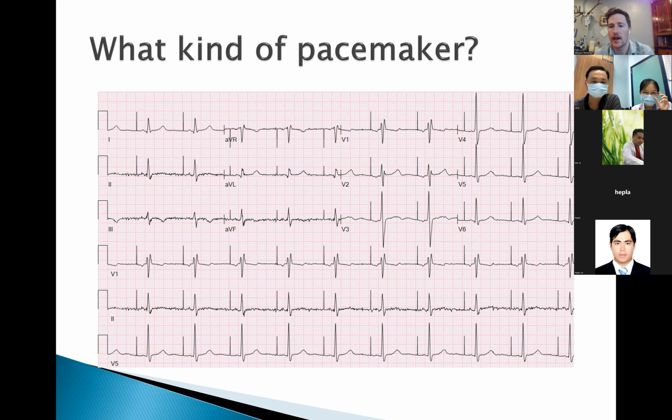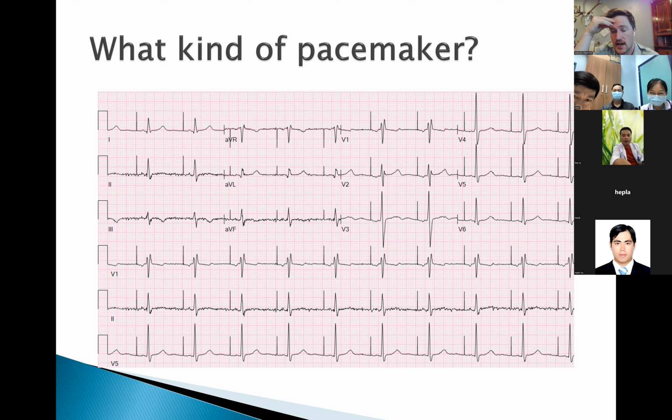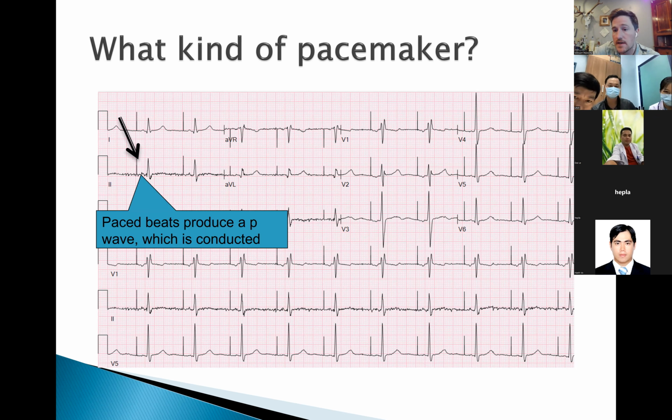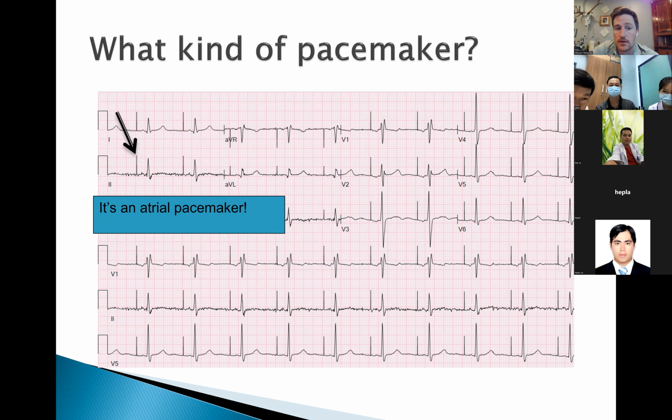Okay, so what kind of pacer is this? So we see the vertical pacer spike. Is it before or after the QRS? We see the majority of them before the QRS and the P wave, right? So we see these paced beats, and afterwards we see a P wave, and that P wave is conducted. So it's the native P wave that's actually conducting to generate the QRS. So this is just an atrial pacemaker.